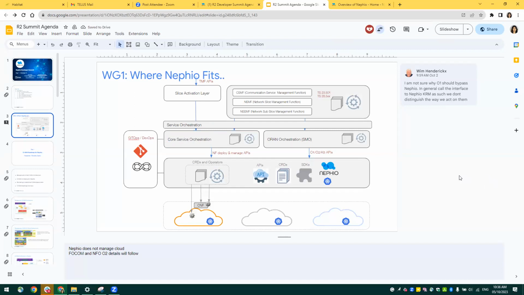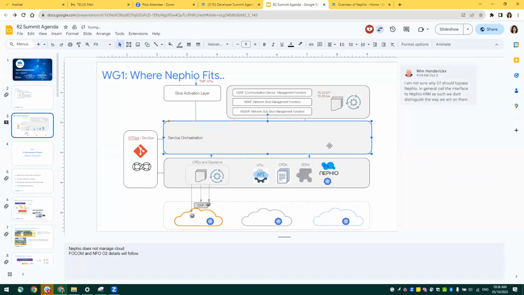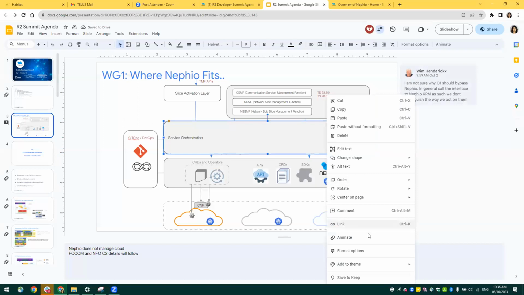It's a similar comment in my view. Yeah. So if it looks like that, do you think, Wim, it's looking better? Because I'm not including transport right now. No, what I would do is make one blob over service orchestration and ORAN, and have then ORAN somewhere, an icon of ORAN inside of that.